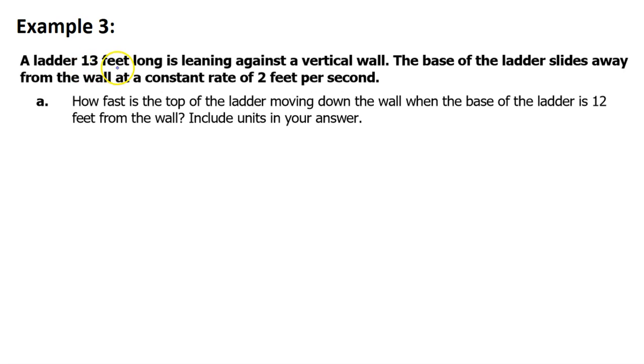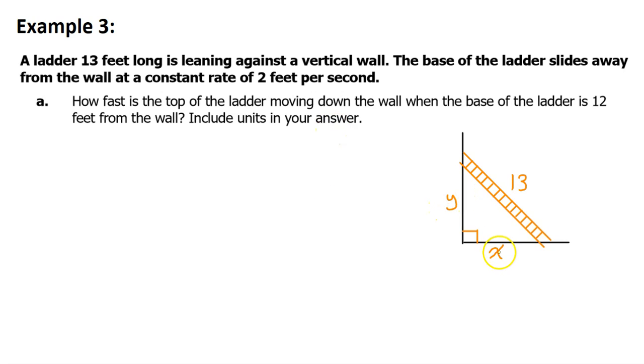A ladder 13 feet long is leaning against a vertical wall. The base of the ladder slides away from the wall at a constant rate of 2 feet per second. Part A. How fast is the top of the ladder moving down the wall when the base of the ladder is 12 feet from the wall? Include units in your answer.